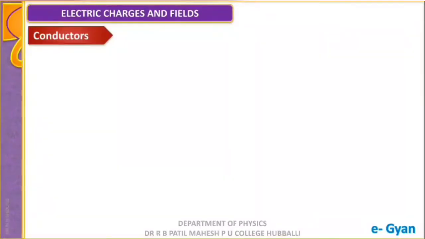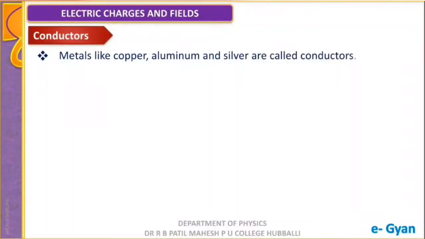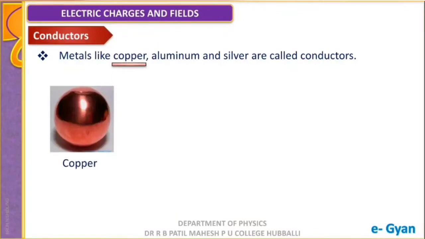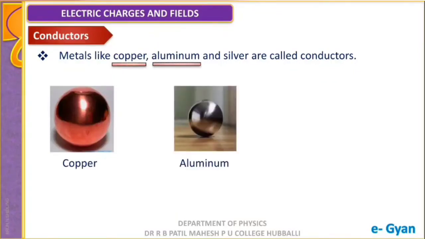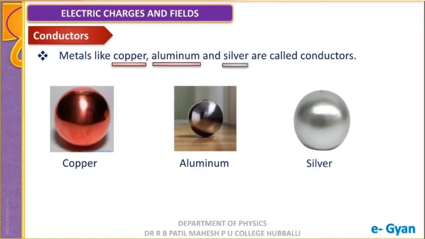To begin with, conductors. Conductors are basically metals like copper, aluminum, silver. We can see copper here in the image. This is aluminum and here is silver. Conductors conduct electricity. This is their property.